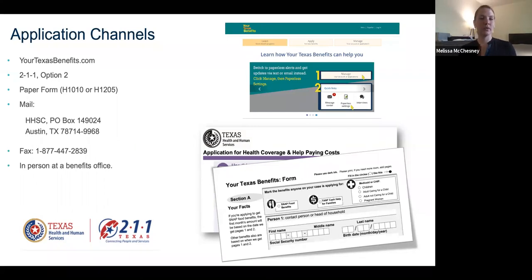So, yourtexasbenefits.com is one of the primary ways to do that. We're going to talk about the benefits of using the online system, but you do have other options. You can call 211. If you select option 2, you'll get to HHSC's eligibility and benefits department, where you can do an application over the phone. You can actually finish an entire Medicaid application and do a telephonic signature over the phone.